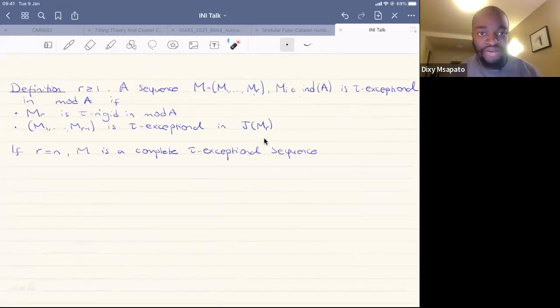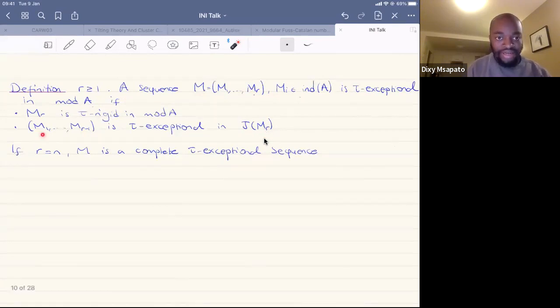All right, so we're now ready to define what a tau exceptional sequence is. So let R be an integer greater or equal to 1. A sequence M of indecomposable modules M1 to MR is called tau exceptional in mod A if, first of all, MR, the end module here, is tau rigid in mod A, and the subsequence M1 to MR-1 is tau exceptional in the tau perpendicular category of MR. So this is a recursive definition.